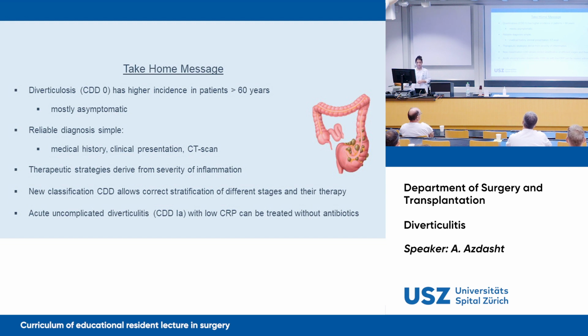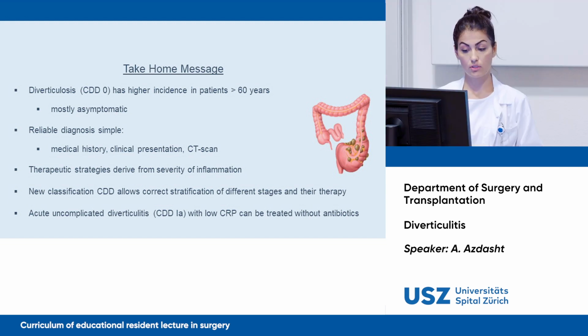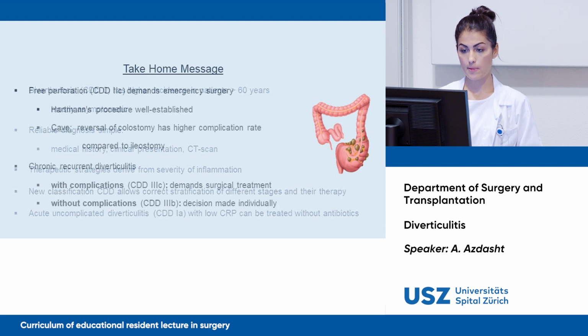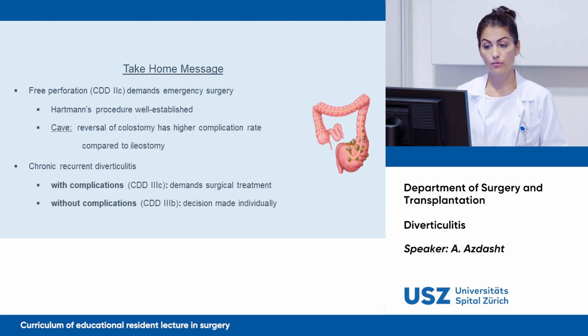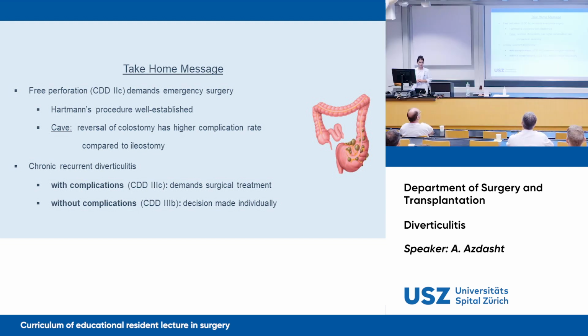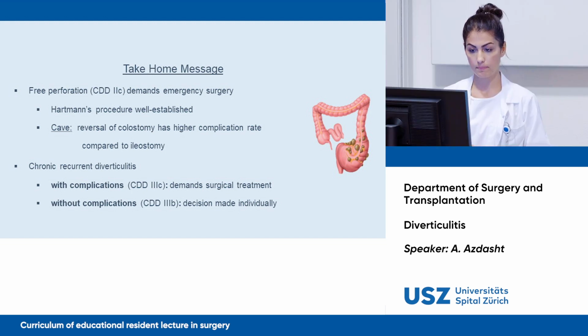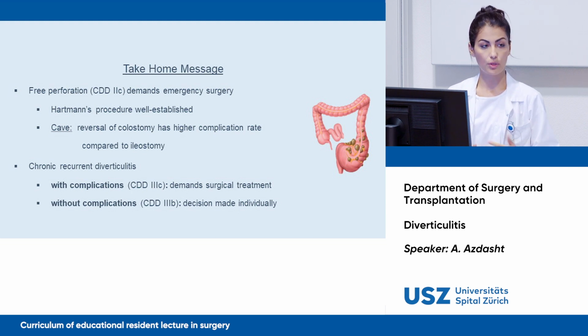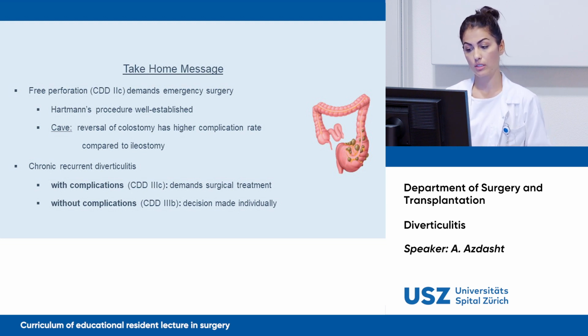I think very interesting is the fact that an acute uncomplicated diverticulitis with low CRP, so a mild diverticulitis, can be treated without antibiotics. Free perforation demands emergency surgery. And here, in this case, Hartmann's procedure is well established. It's a safe procedure, but as I said, you have to think about the risks of the reversal of colostomy. And last but not least, for chronic recurrent diverticulitis with complications, you go for surgery, and without complications, you have to make the decision individually.